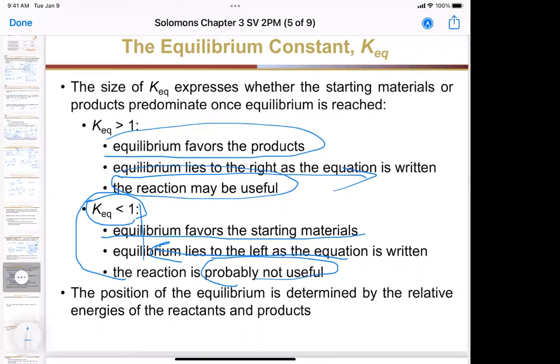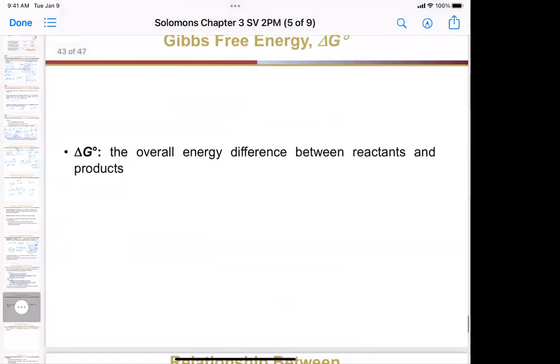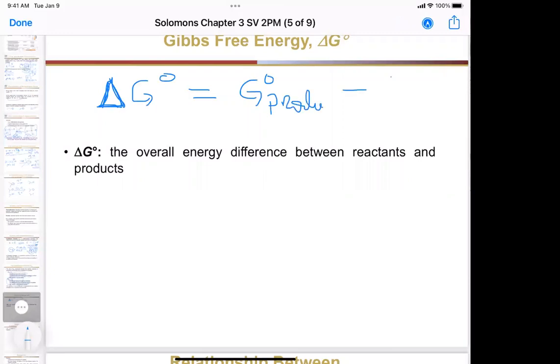Okay, so let's look at that from an energy perspective. I want to talk about the Gibbs free energy of the system. Basically, the Gibbs free energy is telling you the difference in energy from starting materials to products. So delta here means difference. And it's going to be equal to the Gibbs free energy of the products minus the Gibbs energy of the reactants.